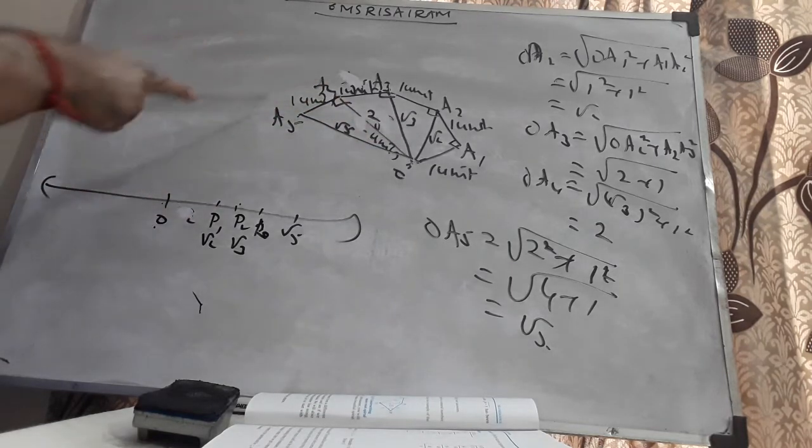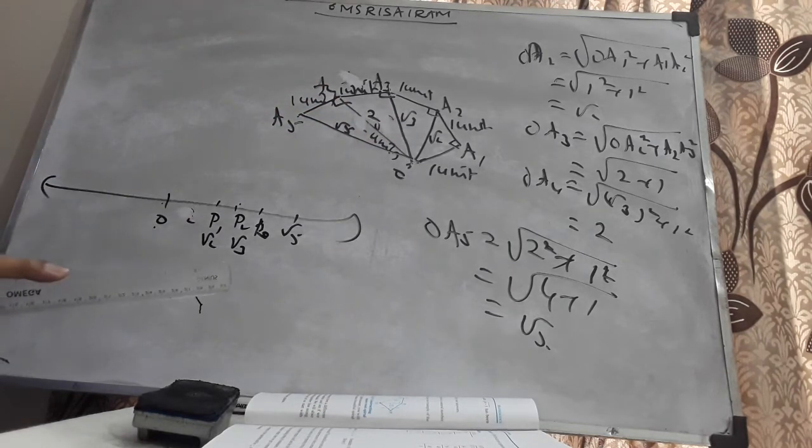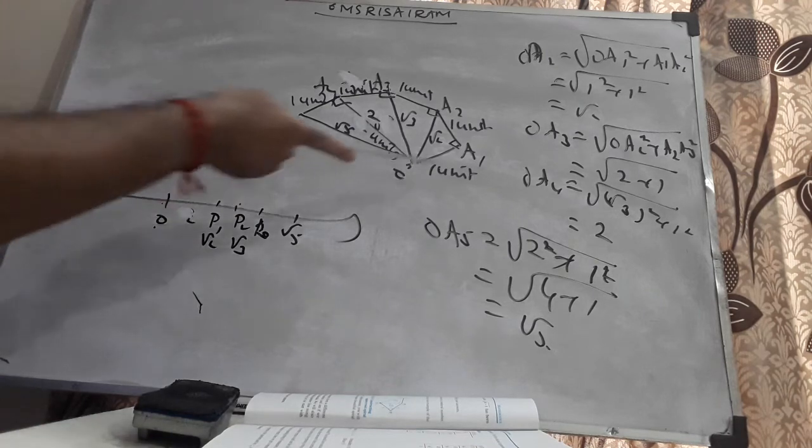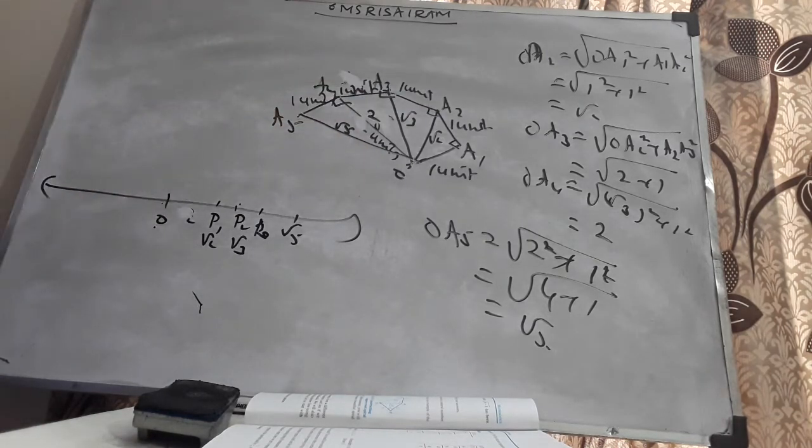Therefore, it goes spirally. Therefore, this is how to get root 2, root 3, root 4, root 5 spirally. This is how you get spirally. How to mark on the number line? I can proceed like this.